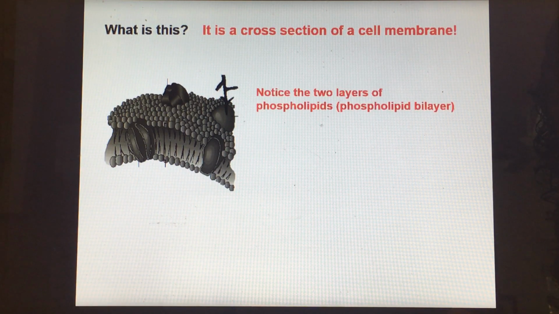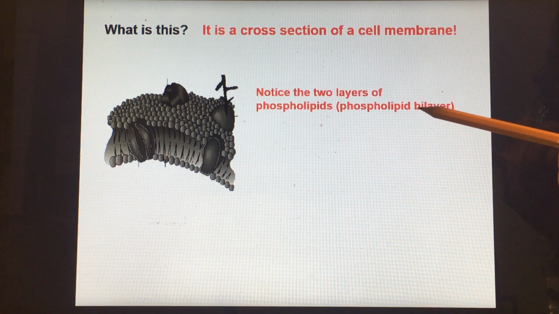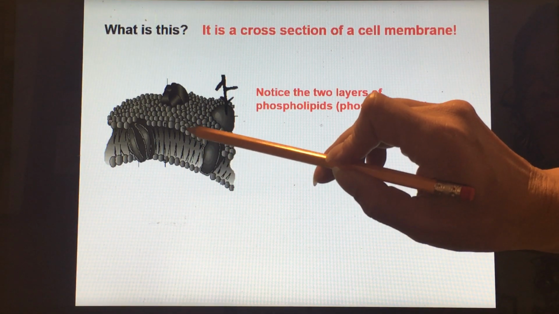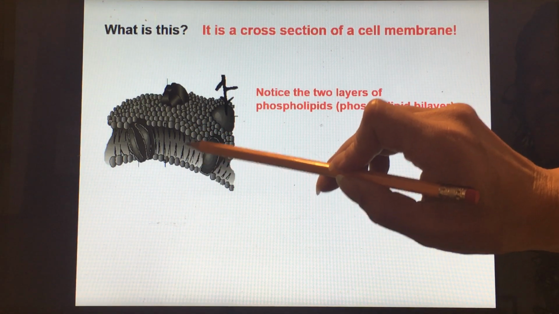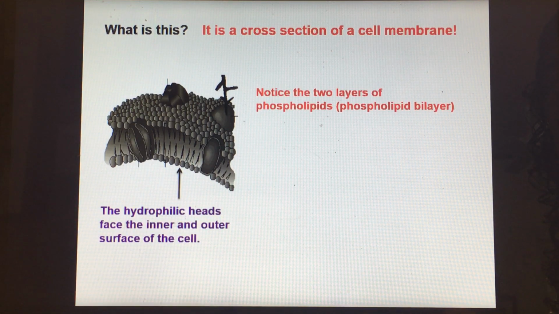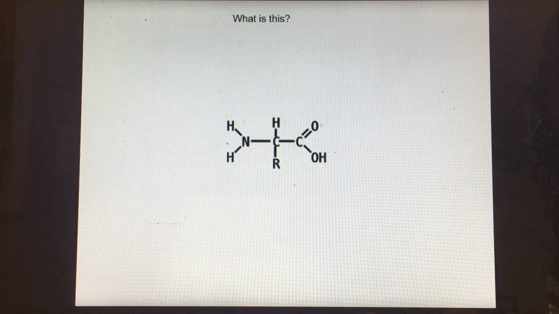So there are 2 layers of phospholipids, hence the phospholipid bilayer. Bi means 2, so there's 2 layers of phospholipids. You can see here's one phospholipid and here's another phospholipid, and the tails are facing each other. This just happens naturally if you put phospholipids in large numbers in some water. So the hydrophilic heads face the inner and outer surface of the cell, and the hydrophobic tails are on the inside of the membrane away from all the water, whether it's inside the cell or outside the cell.